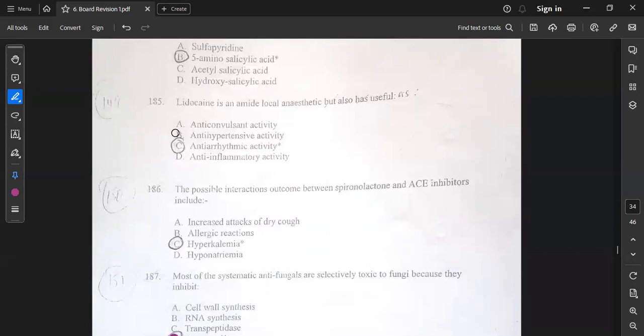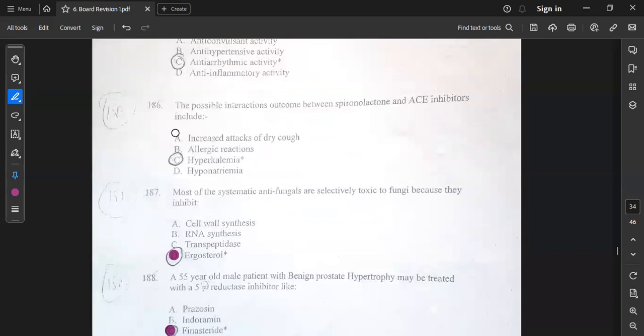The possible interaction outcome between spironolactone and ACE inhibitors include? Excuse me, question on the previous question. Why the selectivity? Because fungi are the ones that have ergosterol in their cell membranes, and not human beings, right? I don't think so. We don't have ergosterol. We have cholesterol. Yes, correct.